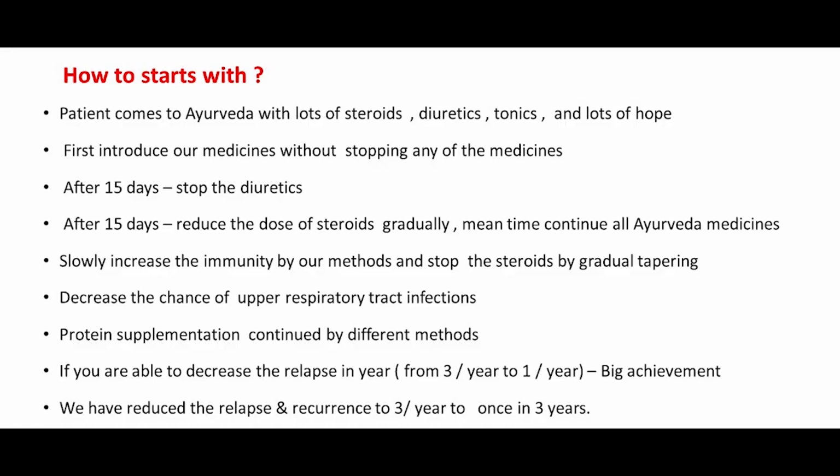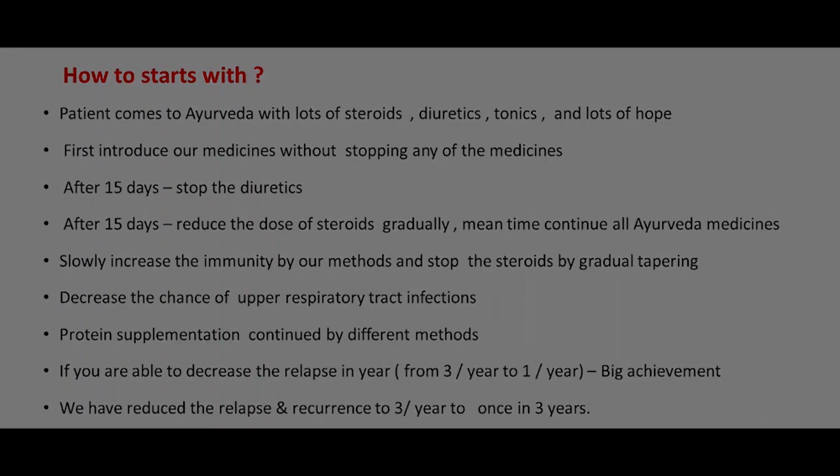And if you are able to decrease the relapse, previously the patient had 3 relapses in 1 year, and now in 3 years he has got 1 relapse, then it should be considered a credit. Okay, it's a big achievement. So we have reduced the relapse and recurrence in many conditions, which shows the improvement from 3 per year to 1 in 3 years. So this much we have achieved.